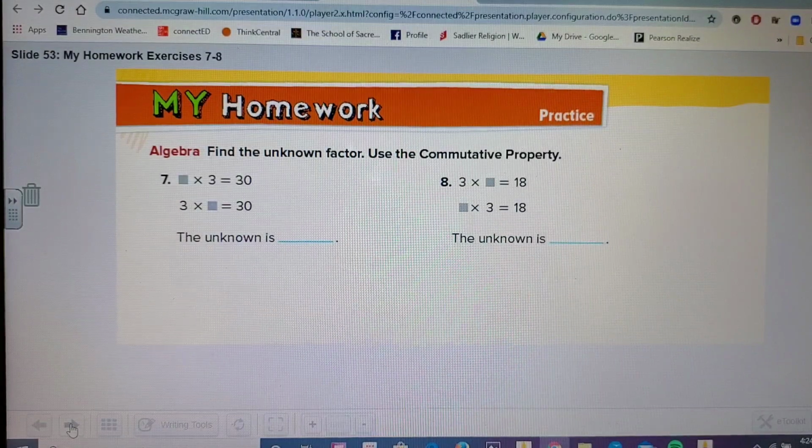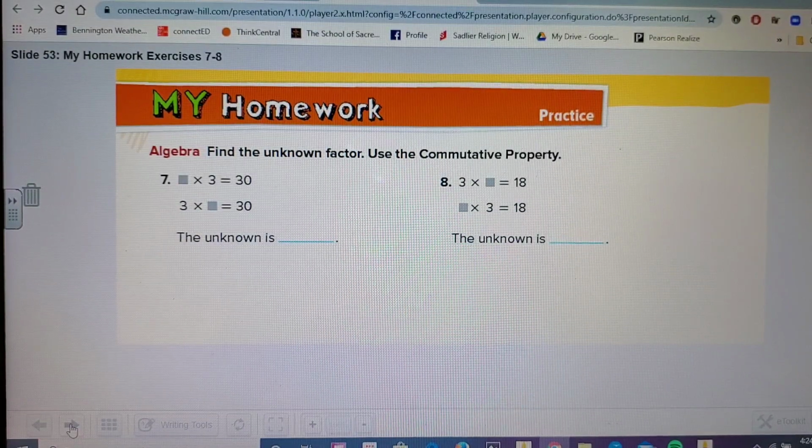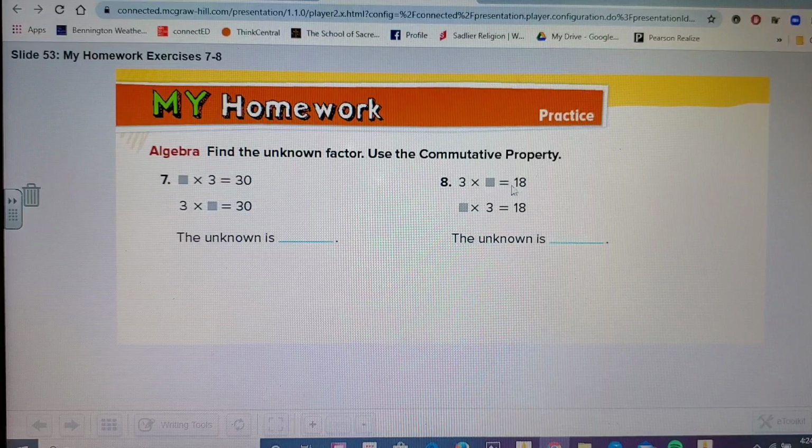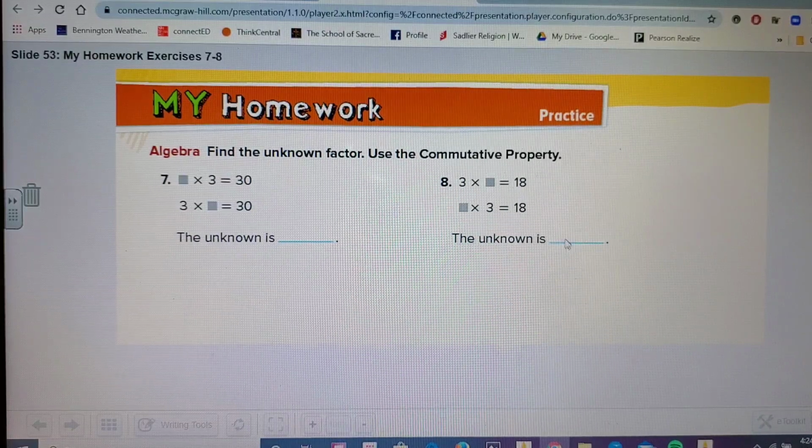Here we have numbers 7 and 8. Find the unknown factor. Use the commutative property. What I'd like you to do is use your multiplication chart. Look on the 3 line. Go till you find 30. What times 3 will get you to 30? Put the unknown here. What times 3 will get you to 18? Put the unknown there.